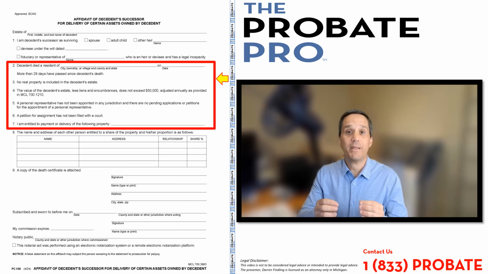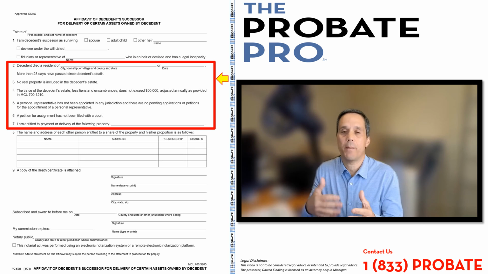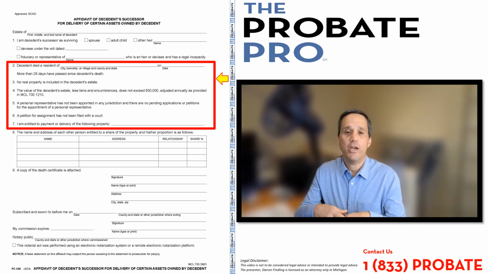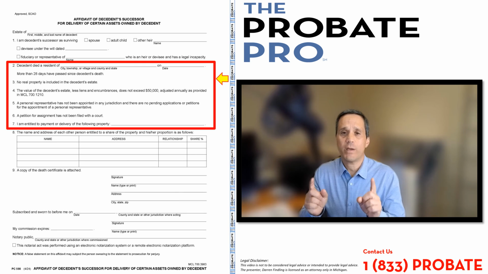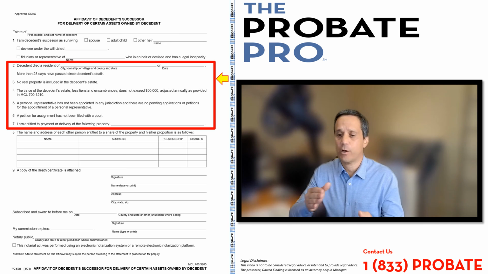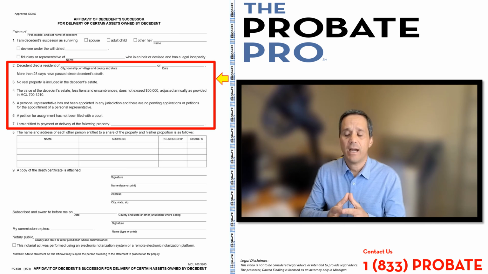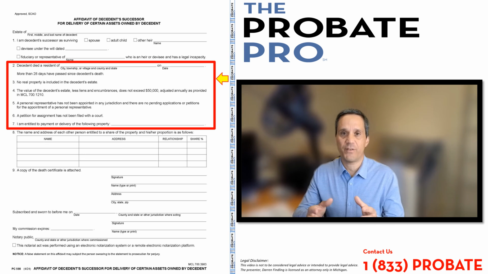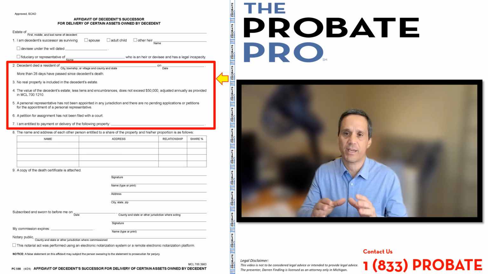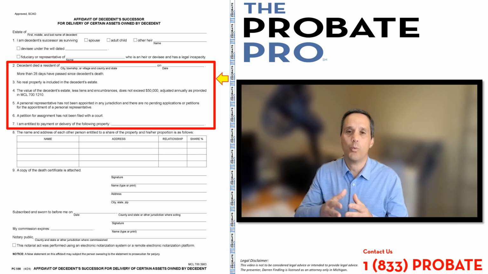7, I'm entitled to the payment or delivery of the following property. Now there's a line here, and you may not know the amount of money that's in the bank account. You may just know that there's a bank account at a financial institution. So here we would write the account name or the financial institution, for example, Comerica Bank or Bank of America account. We try to use specificity, but sometimes if you're too specific or too narrow, the bank will reject the document.